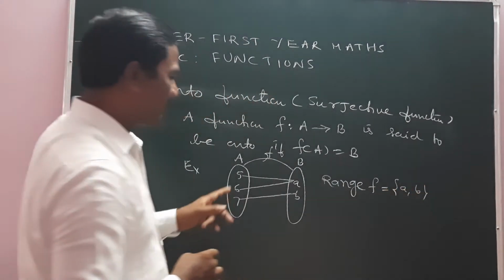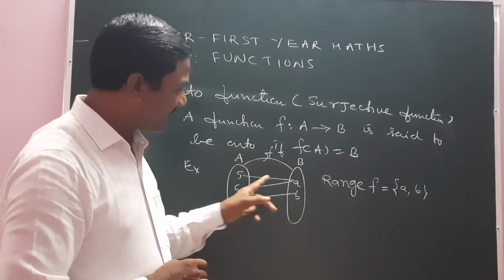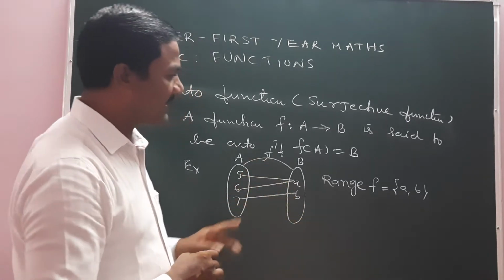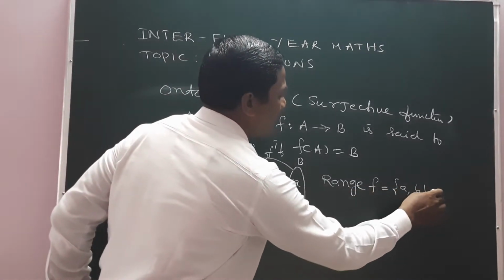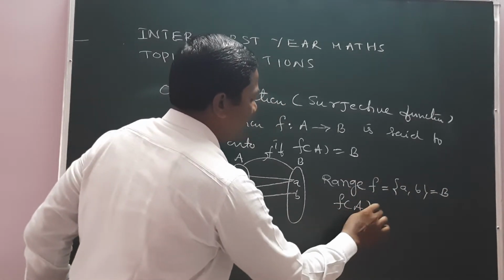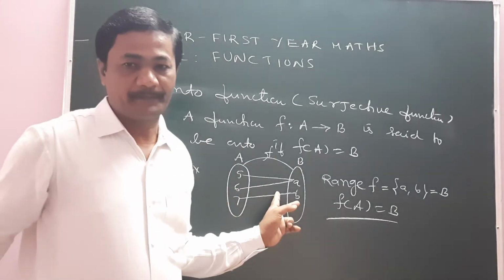Because of f of 5, f of 6, f of 7: f of 5 means a, f of 6 means a, f of 7 means b only. That means completely it is a, b. It is nothing but B. Therefore, this is nothing but f of A is equal to B. Therefore, f is onto.